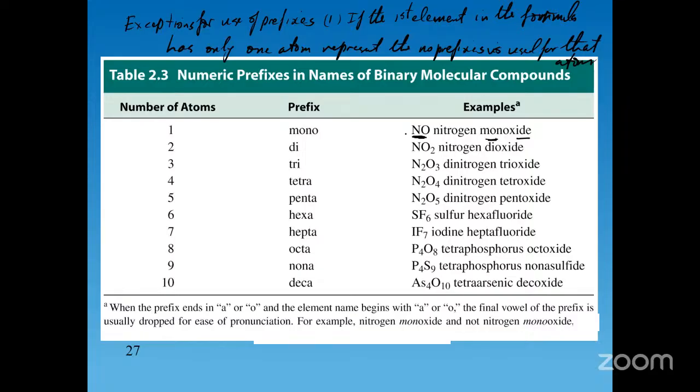To represent two atoms, so therefore the prefix is di, right? And then you have three oxygens for the second element, so therefore the name of this compound is dinitrogen trioxide, all right? So that's basically how that occurred.